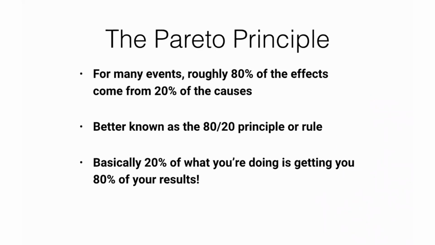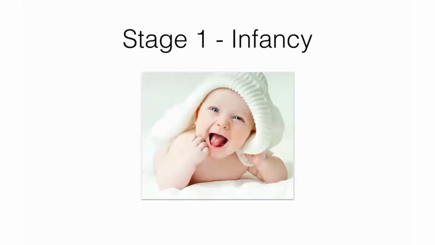So I want to start off by talking just briefly about the Pareto principle. What this states is that for many events, roughly 80% of the effects come from 20% of the causes. It's better known as the 80-20 principle or rule. It's basically saying 20% of what you're doing is getting you 80% of your results. This presentation is largely built on this idea, so we'll touch back on it throughout.